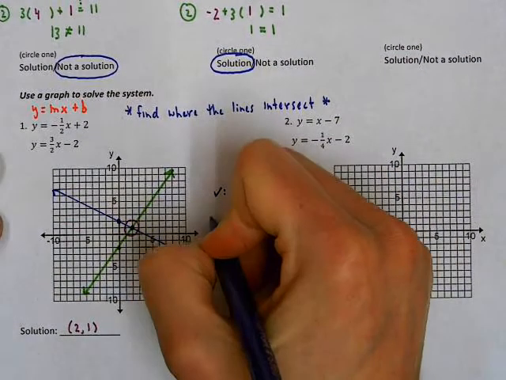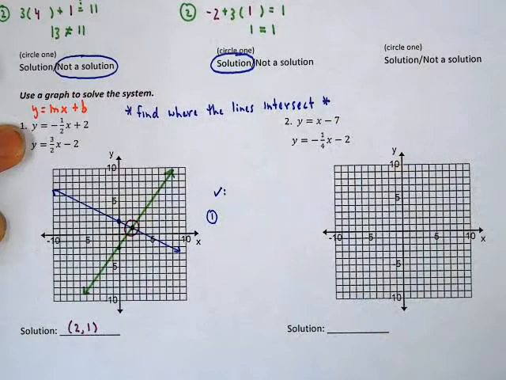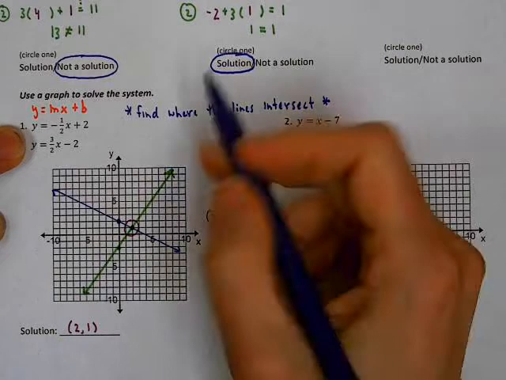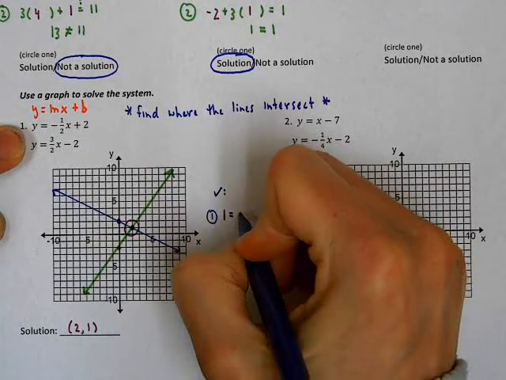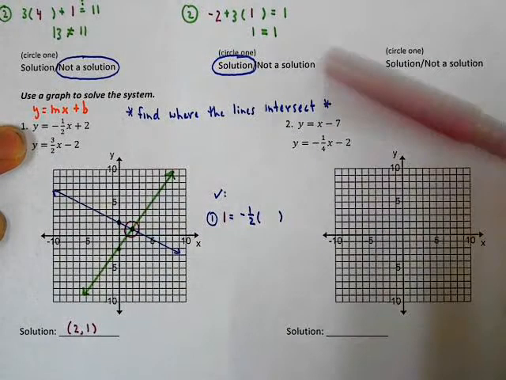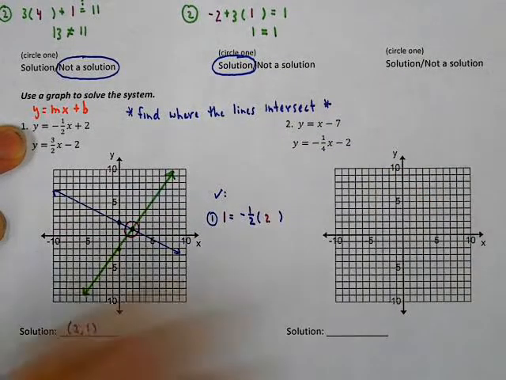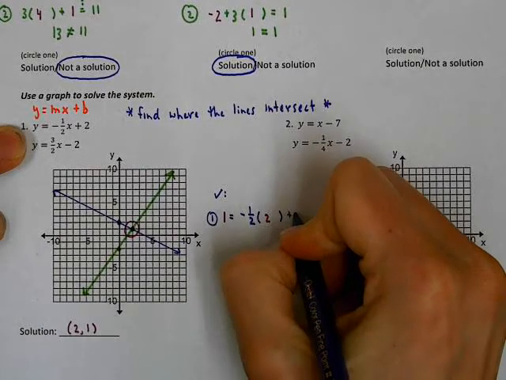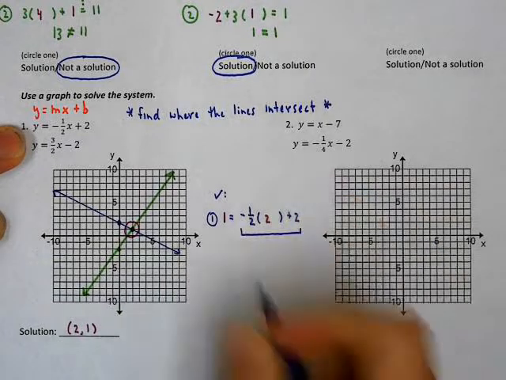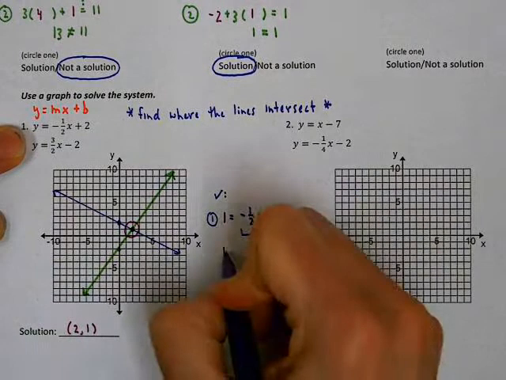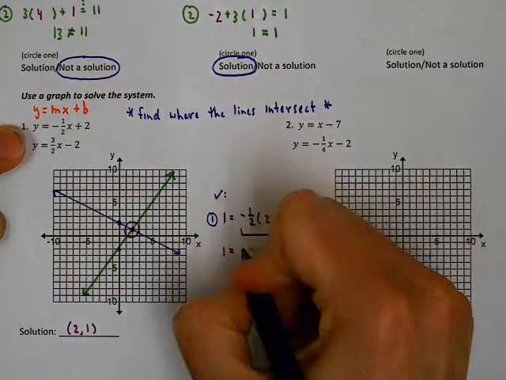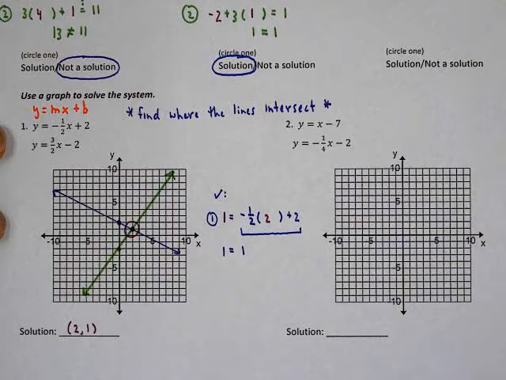So in my first equation, I have y. Well, I think that my y value is 1, equals, let's see, I have -1/2 times x, which I think is 2, and then plus 2. So now I could use my calculator to evaluate the right side, and I have 1 is equal, well, -1/2 times 2 is -1, plus 2 is +1. So far it looks good.